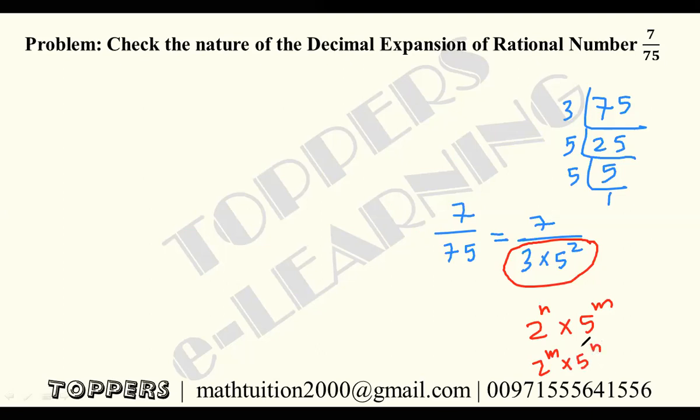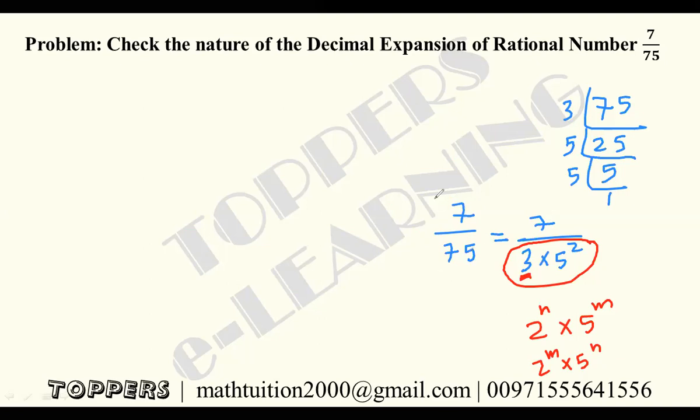Both ways we can say. It is not in the form of 2 raised to m into 5 raised to n, because 3 is also there. So it is not a number with terminating decimal expansion, but it is a rational number, right? Numerator and denominator are integers. Denominator is not equal to 0, so it is a rational number.